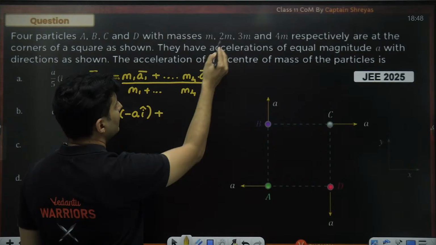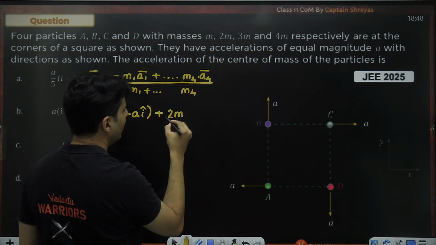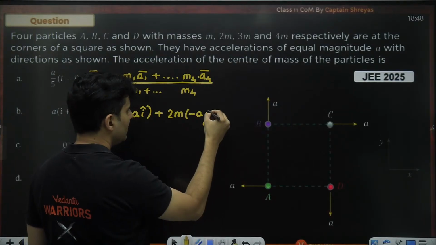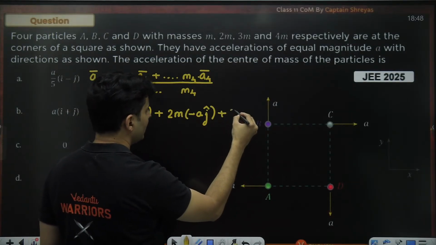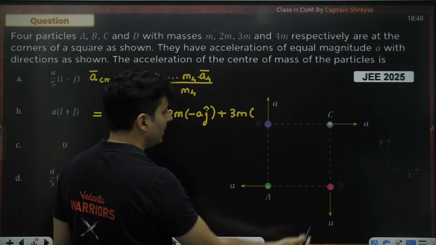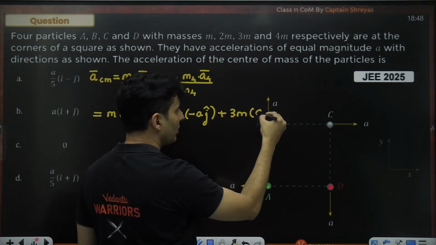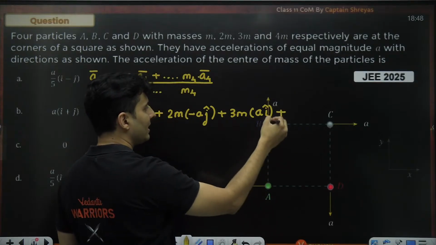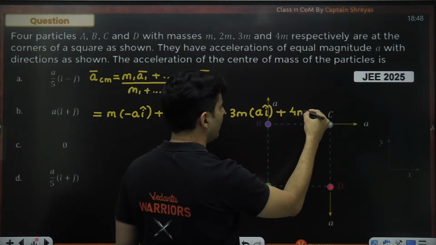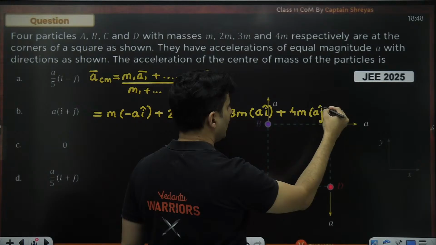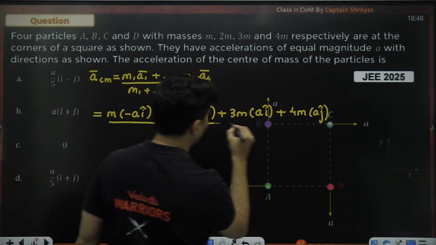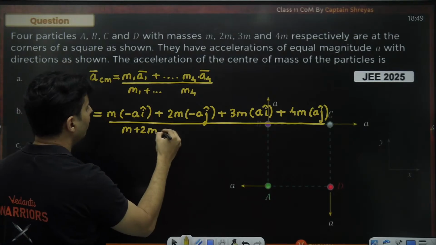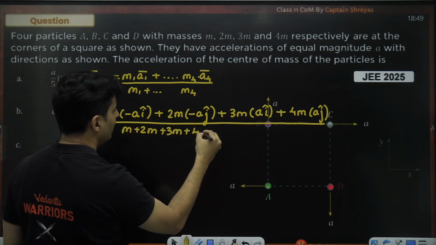The second mass is 2m, and the acceleration is negative j cap, so minus a j cap. Okay, plus 3m multiplied by, this is 3m. Acceleration is in the positive direction of x-axis, so a i cap, plus the final acceleration is upwards, so 4m and a j cap. That's what it is. This whole thing, so sorry I overlapped with the diagram, but it's okay. m plus 2m plus 3m plus 4m.